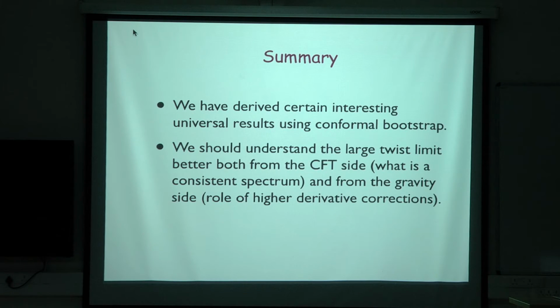So, summary: we have derived certain interesting universal results using conformal Bootstrap. We should understand the large twist limit better, both from the CFT side and from the gravity side, to understand what a consistent spectrum is.